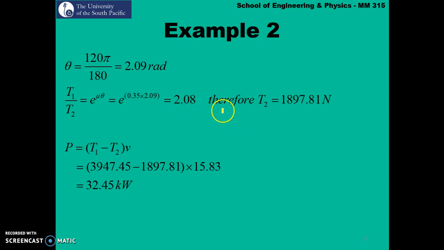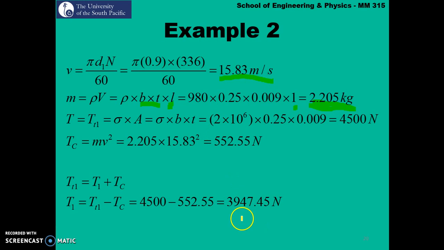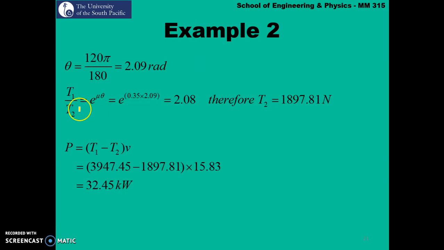And since we know that our T1 was 3947.45 newtons, we can find T2. Therefore T2 is T1 over 2.08, which equates to 1897.81 newtons. And then power is nothing but T1 minus T2 times the linear velocity. So T1 was 3947.45 minus T2, times your linear velocity. So the power that can be transmitted by this belt, taking into account your centrifugal tension, is basically 32.45 kilowatt.